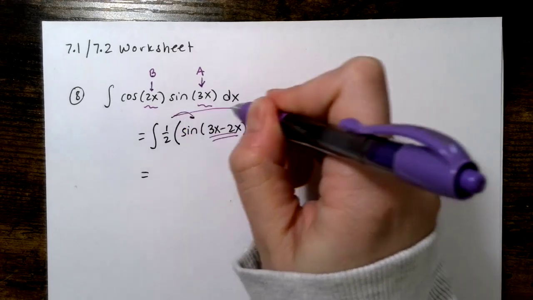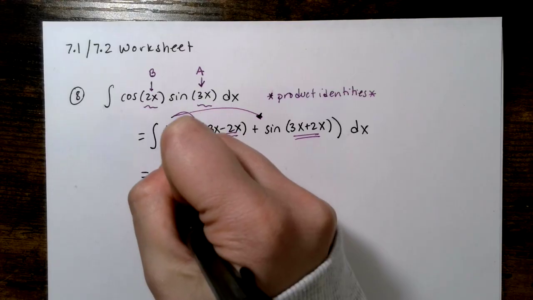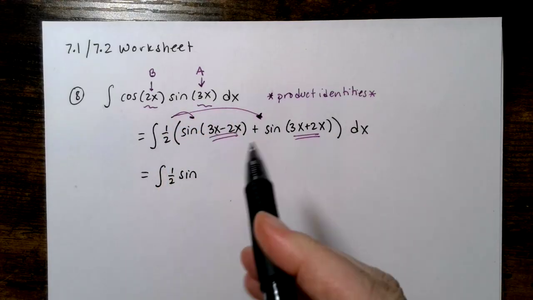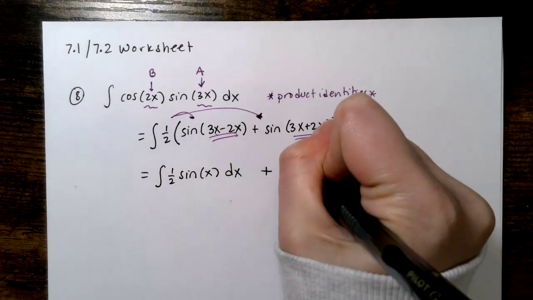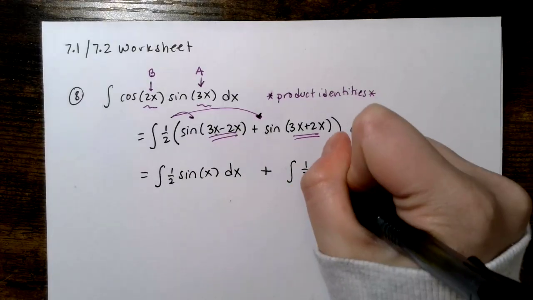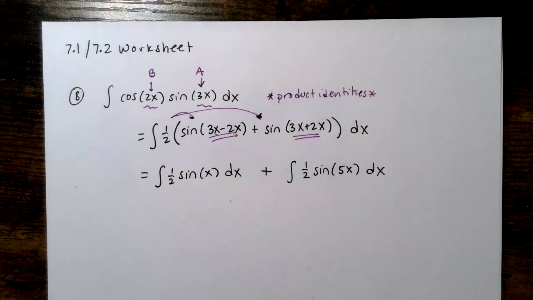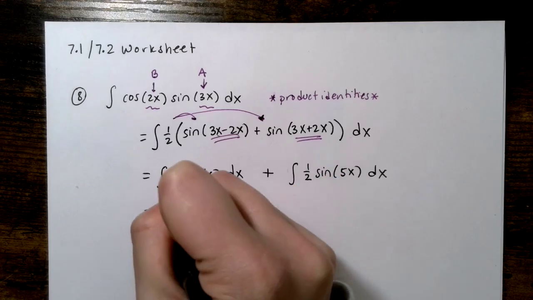I'm going to distribute the 1/2 into each piece and then split it into two separate integrals. All right, so this first one, we have 3x minus 2x conveniently is just a single x. And then plus, completely separate with its own 1/2 distributed in, sine of 5x. All right, so this first integral on the left is one that we can do just in one step with the memorized derivative rule, or antiderivative rule rather.